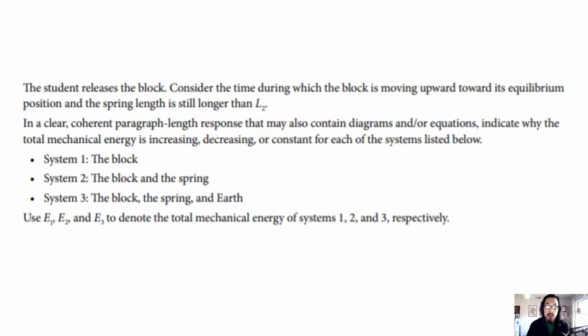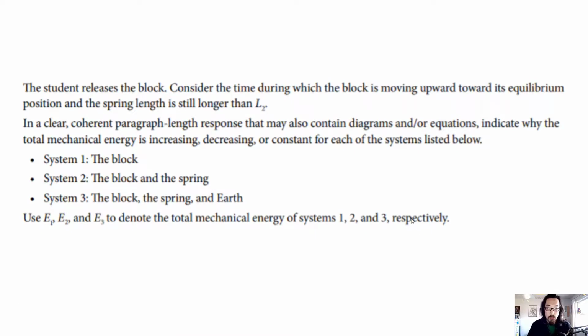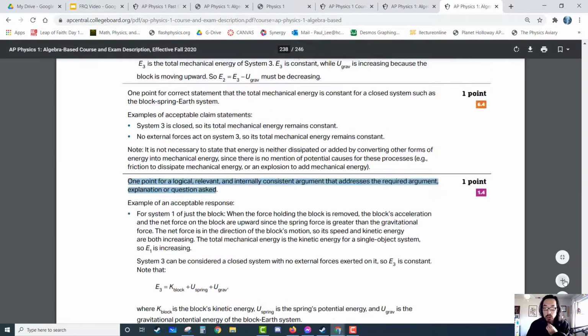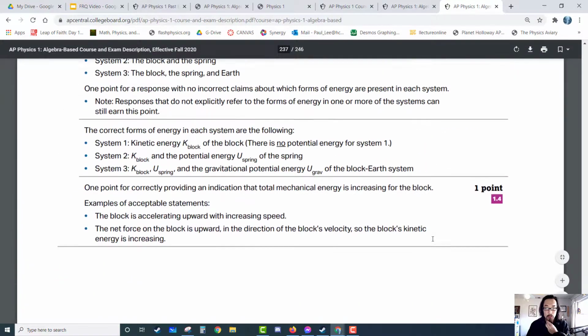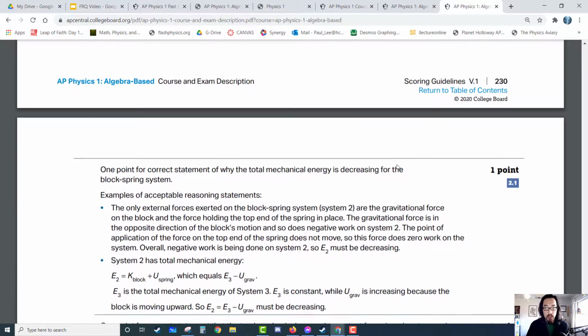Also, they have a little caveat here. They want you to be very specific in what kind of language you need to use, so make sure you pay attention to that. Let's take a look at the answer key. This is the answer key for that problem. You get one point for indication of the mechanical energy for the block. Once again, you talk about the mechanical energy for the block, and you get a point.